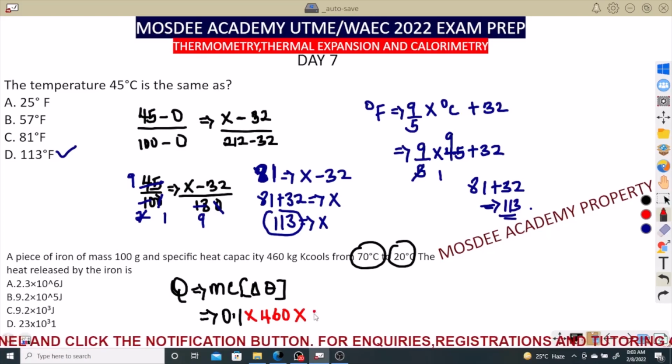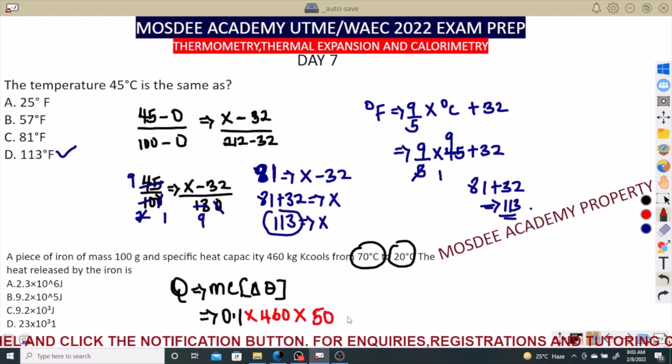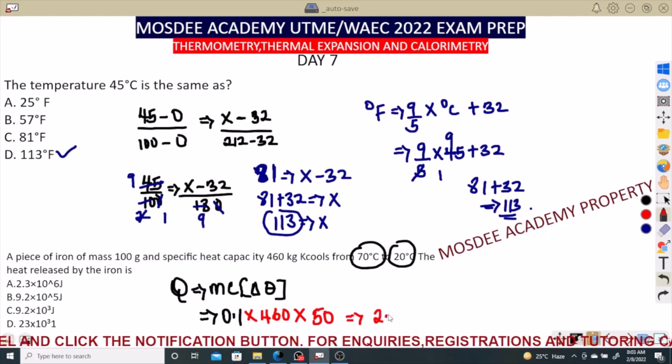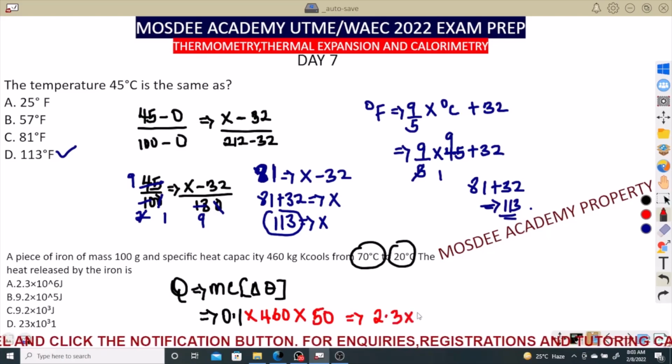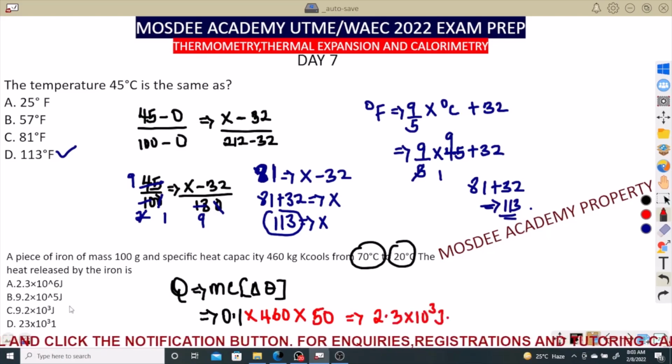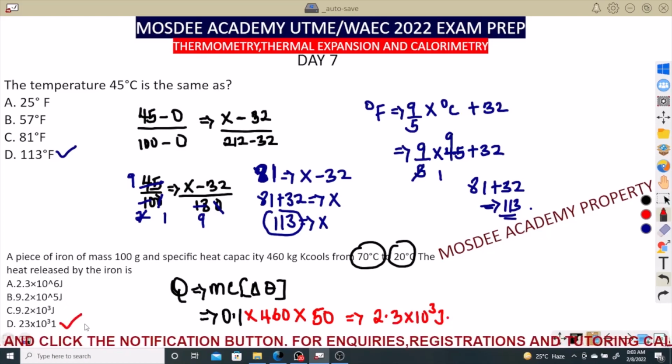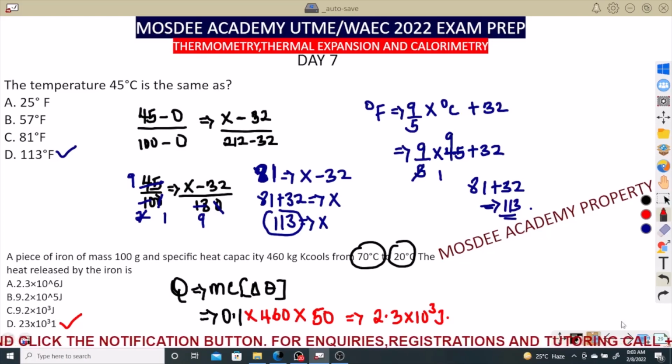This is 70 minus 20, and that is going to be 50. On simplification, this is 2.3 times 10 to the power 3 joules. Because this is being typed, that is why it is like this. So I think that's the correct answer. This is a simple question which I believe everybody should be able to do.